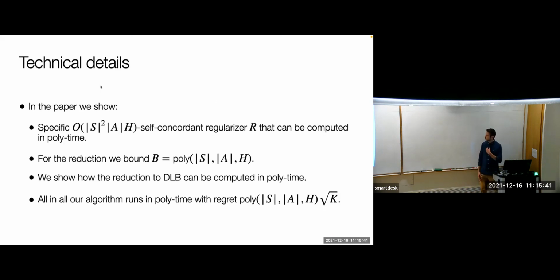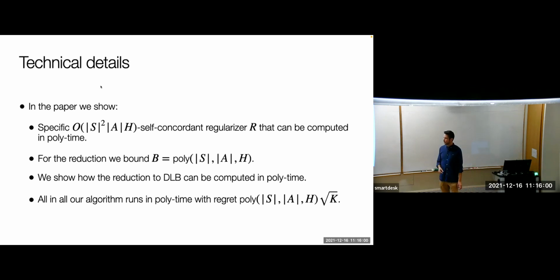Okay, so back to the original problem. There are a few technical details that are missing. First of all, we have this set of occupancy measures. We can easily show how to construct a self-concordant barrier on this set that's efficiently computable.